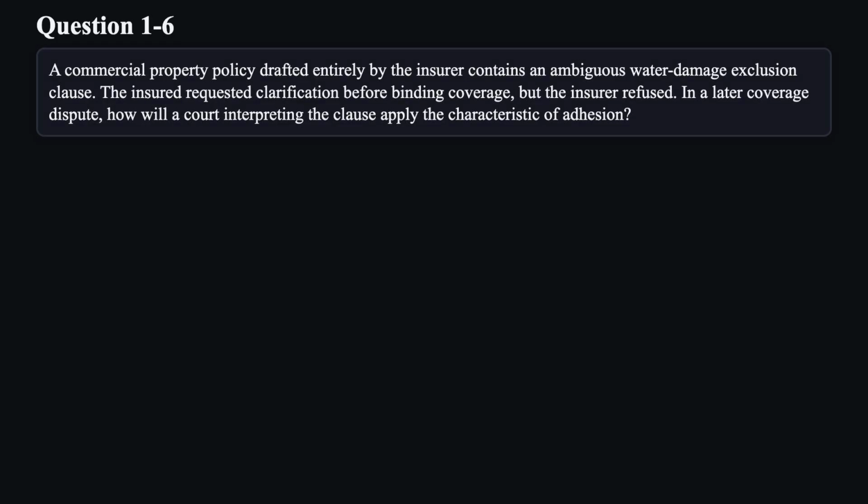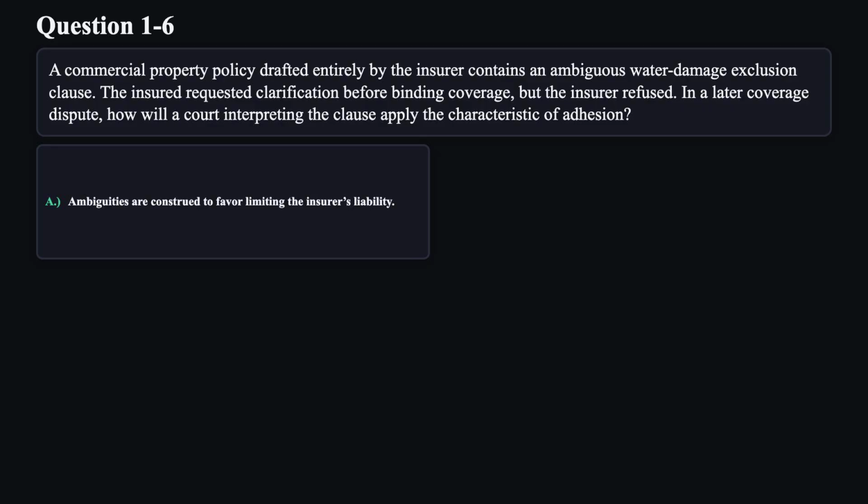Question 6. A commercial property policy drafted entirely by the insurer contains an ambiguous water damage exclusion clause. The insured requested clarification before binding coverage, but the insurer refused. In a later coverage dispute, how will a court interpreting the clause apply the characteristic of adhesion?